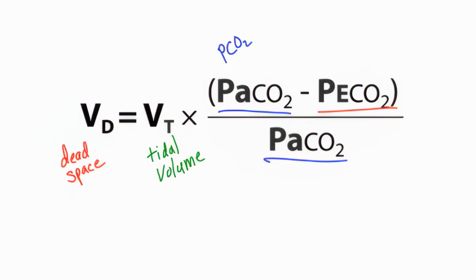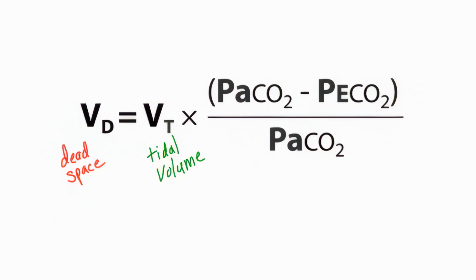So PaCO2 is the partial pressure of CO2 in the arterial blood, and PeCO2 is the partial pressure of CO2 in the expired air. Now if you had zero dead space, all the arterial CO2 would be breathed out. So PaCO2 would equal PeCO2, and this ratio would be 0. But we know there's always some dead space where no gas exchange is going on.